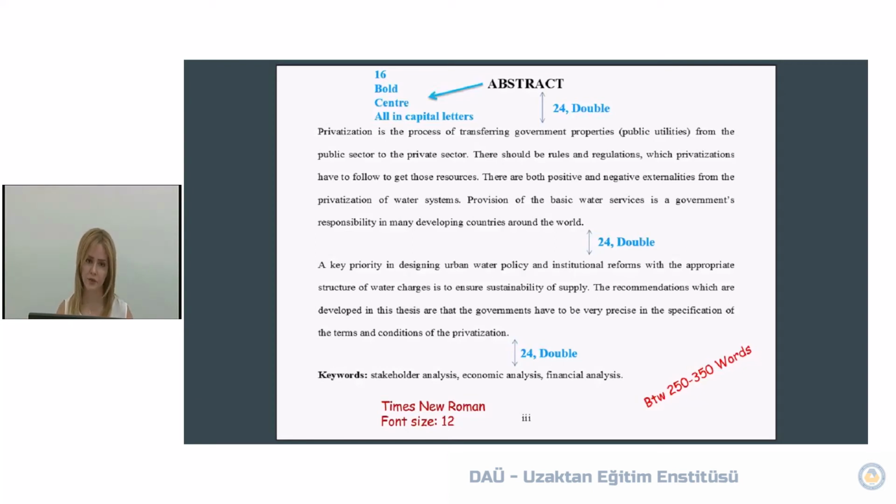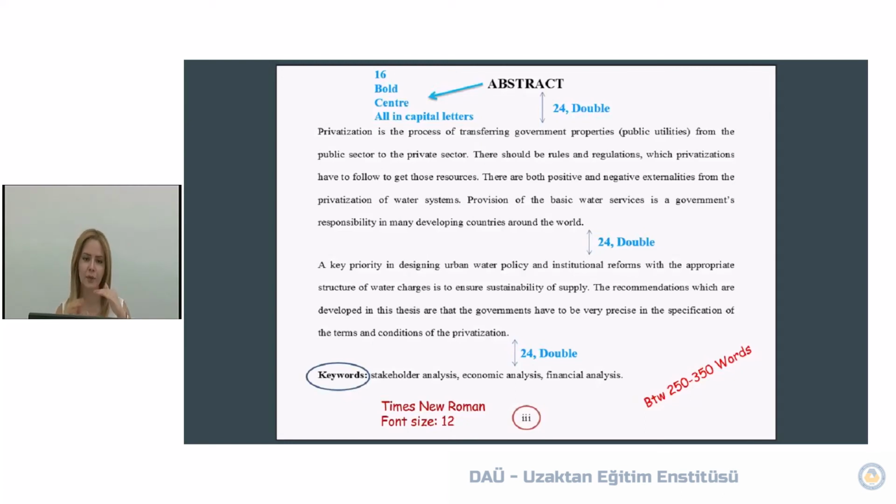And the other thing is for this part of the thesis, let's say abstract, Öz, and I will tell you from here until the introduction, you should use small roman numerals. As you see, we are using 3 like this. Let's focus on the abstract itself. The abstract as a header should be 16 bold, centered, and all in capital.